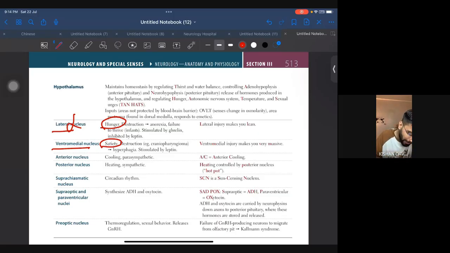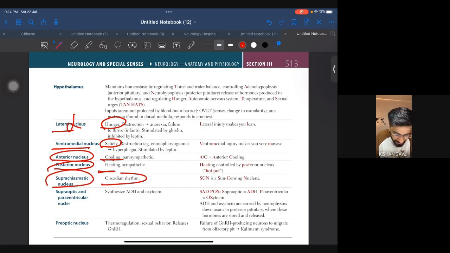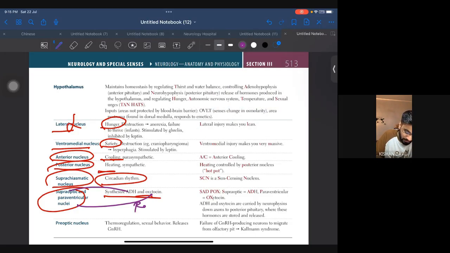Okay, coming to the anterior nucleus, cooling. Posterior nucleus, heating. Suprachiasmatic, circadian rhythm. Supraoptic and paraventricular, ADH and oxytocin. Yes, it is ADH and oxytocin, but remember ADH by supraoptic, oxytocin by paraventricular. It is respectively. They always forget to remember it, sorry, always forget to act respectively.